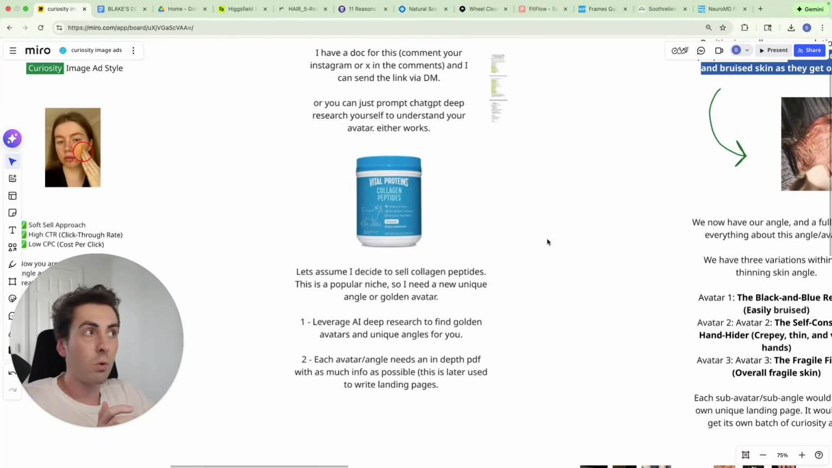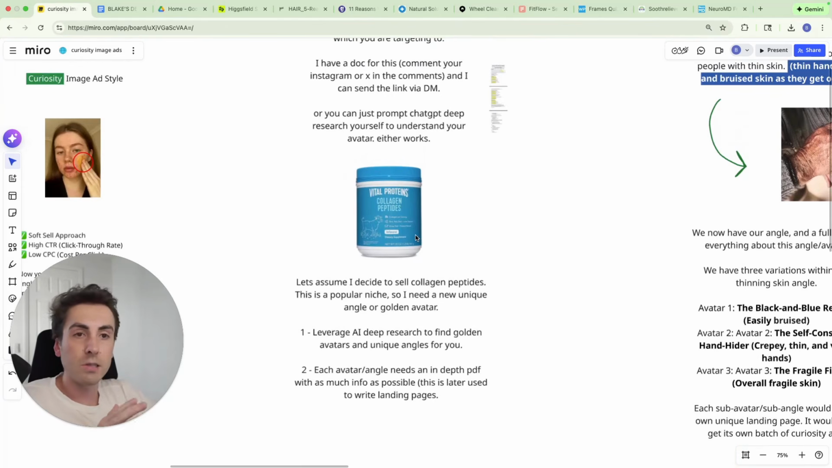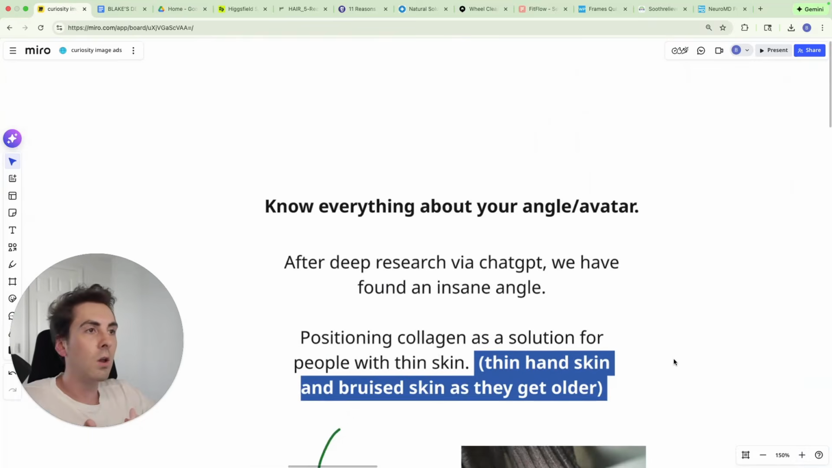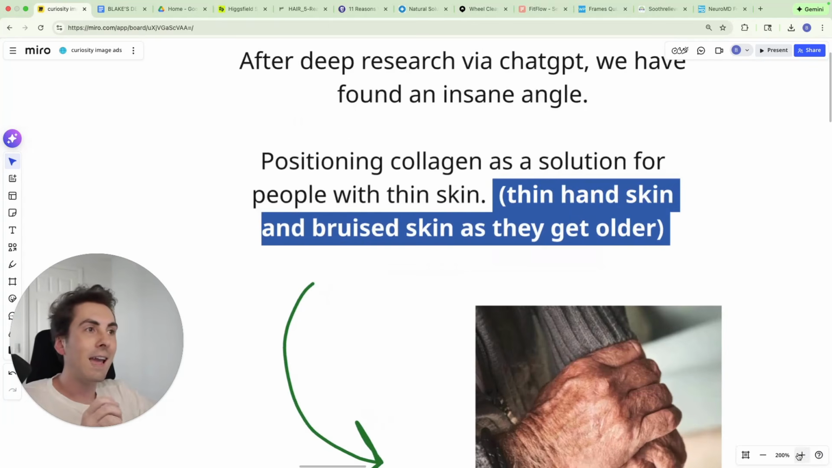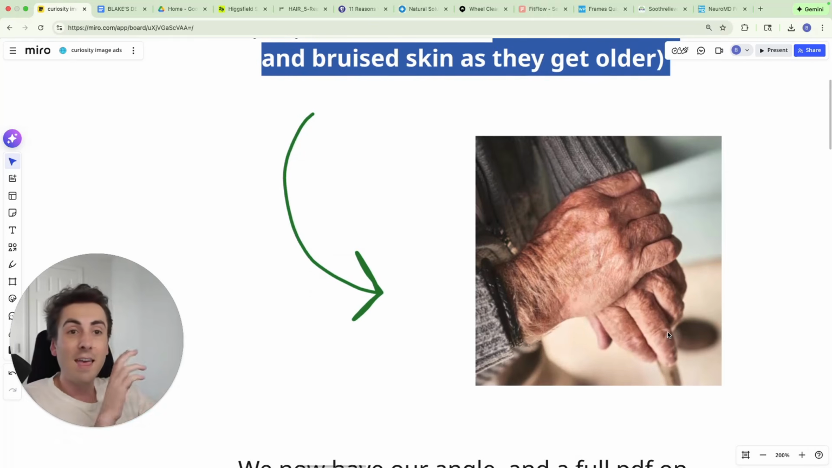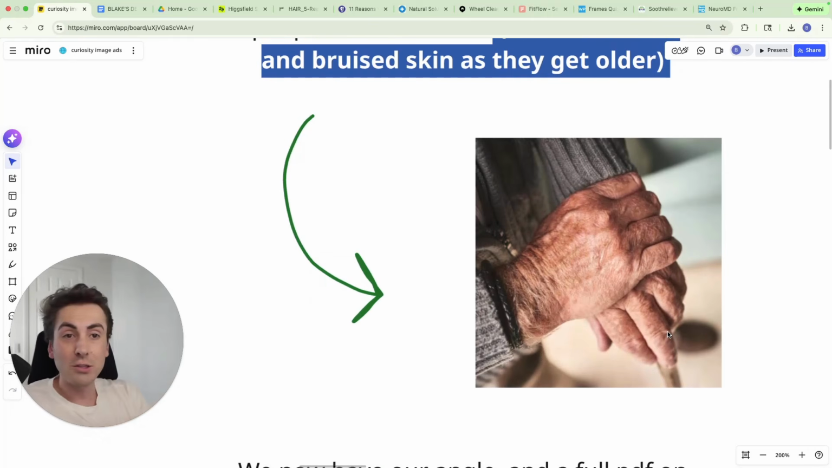Now, I'm going to give you an example of how I'm going to approach this. Remember, I'm selling collagen peptides. A lot of people sell collagen for hair health and skin, overall glow and these types of things. But how am I going to approach it? Well, after doing the deep research, I found an insane angle. This is thin skin on your hand, right? So this is probably an angle that not a lot of people have hit in this niche, and it's a huge pain point. As people get older, they get thin skin on their hand and they get bruised skin. This is who I'm going to sell collagen peptides to, people that have this specific problem.